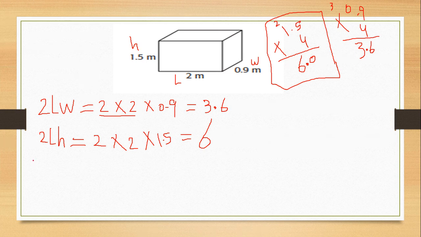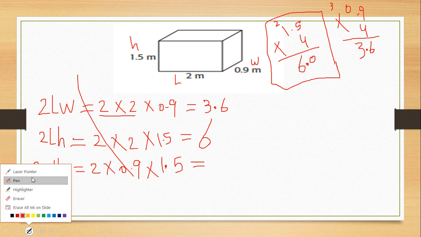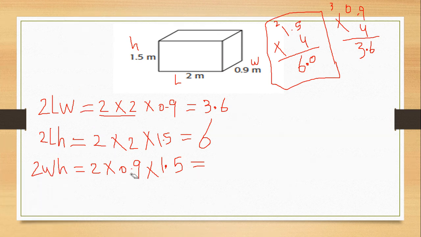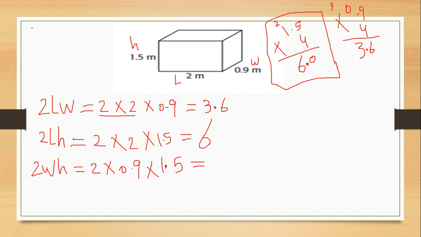It will be 2WH. 2WH equals 2 times the W here, which is 0.9, and the H here, which is 1.5. 2 times 0.9 equals what? Sorry for that. Let's make a step here. 0.9 times 2.